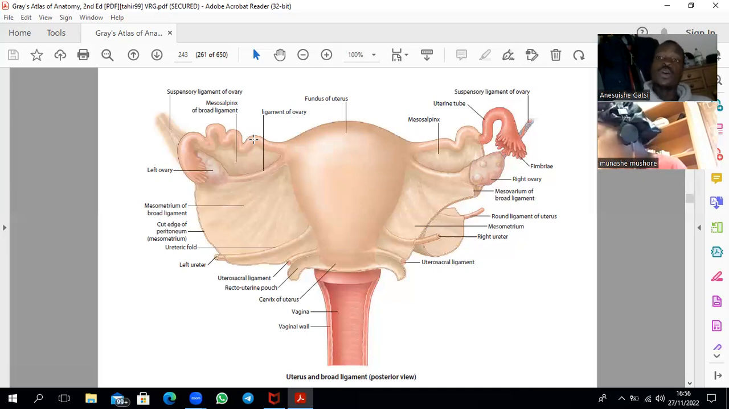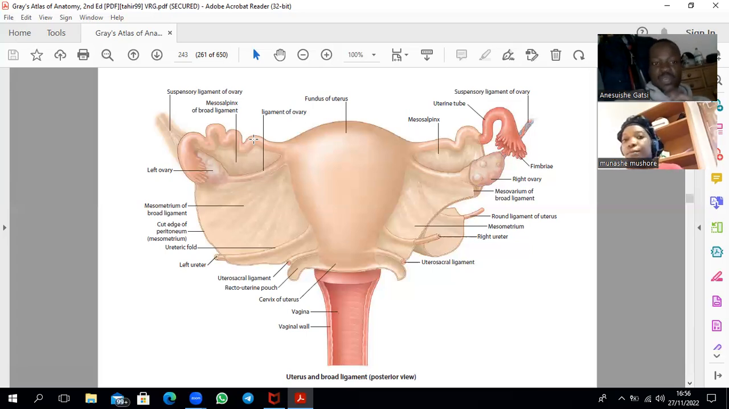So an artery can be called a branch. For example, I'm saying there's a vaginal branch. There's also a vaginal artery. Those two are different. There's the vaginal branch of the uterine artery, then there's the vaginal artery coming from the internal iliac.